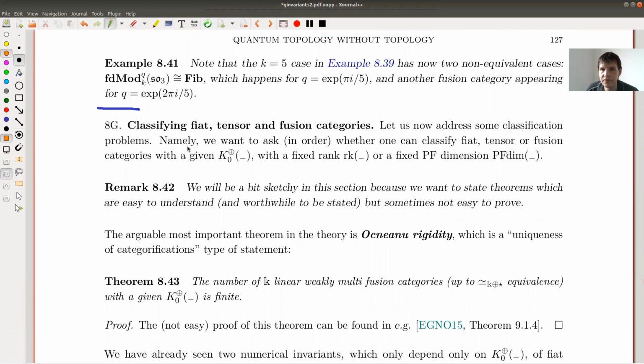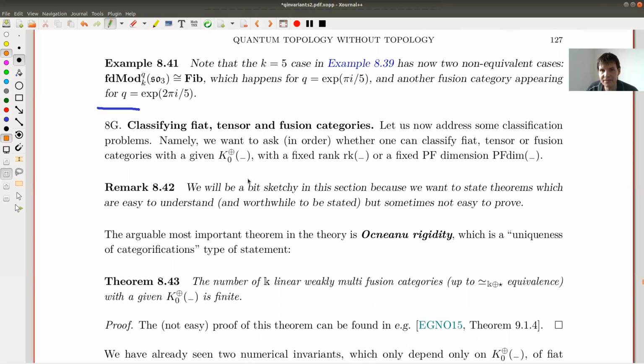And now you wonder whether you can classify those things. So let me try to address classification problems for the rest of the lecture. And well, the answer is no, you can't. You already can't really classify finite groups. So how can you classify something that apparently wants to categorify finite groups? Well, you just can't. But you can try something.